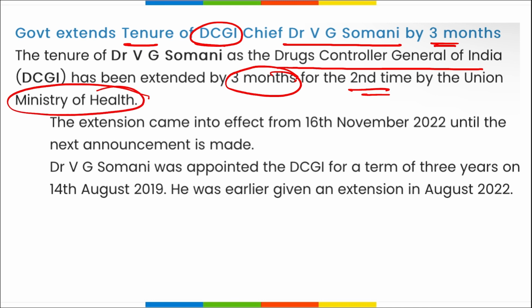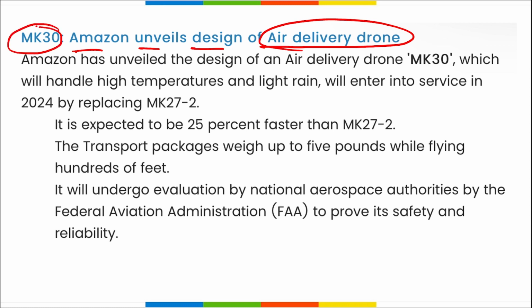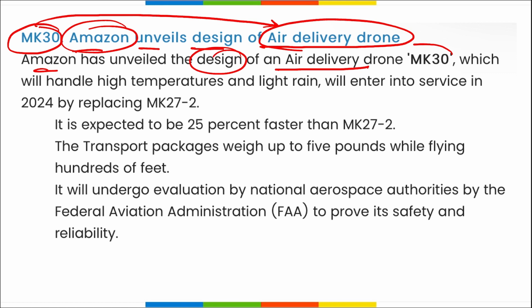Highly important. All right. Next, Amazon has unveiled the design for an air delivery drone. Highly important. MK30 is the name of the air delivery drone of Amazon. Amazon has unveiled the design of an air delivery drone by the name MK30, which will handle high temperatures and light rain and will enter into service by 2024, replacing the MK27 that is currently in use. Highly important. Remember what is the name of the new air delivery drone launched by Amazon? It is MK30.